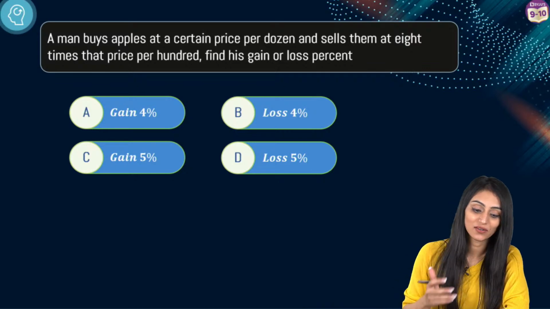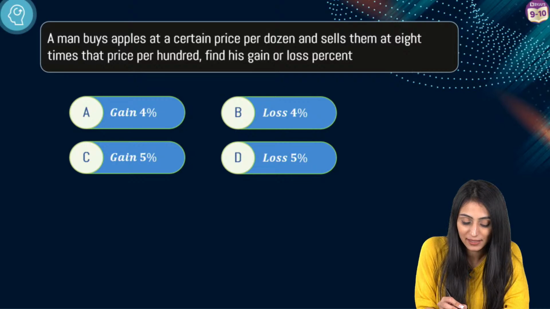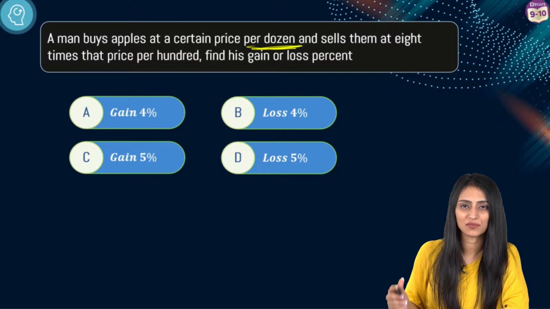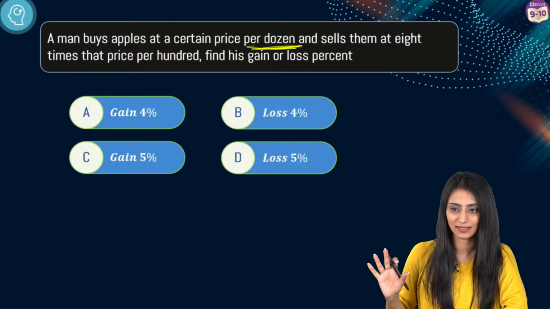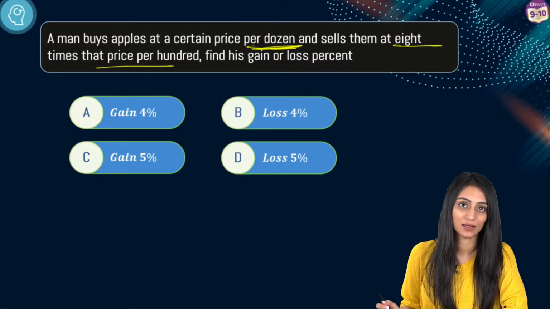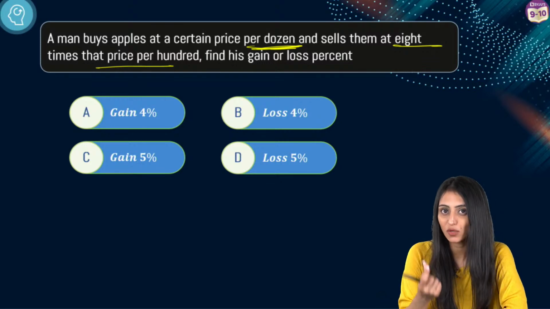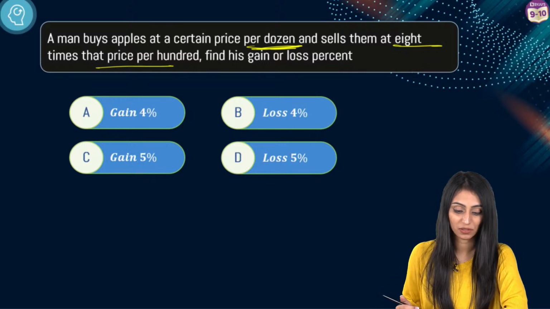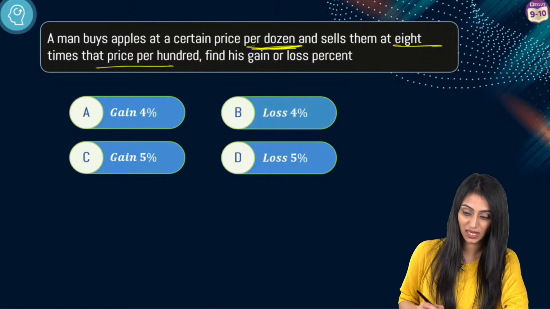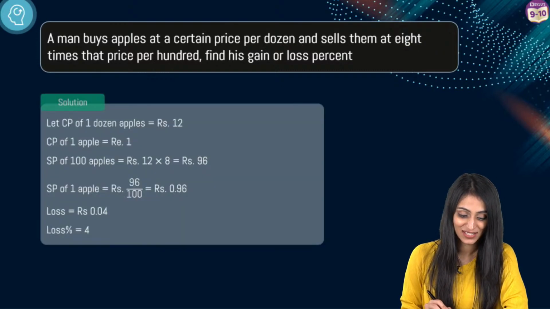Okay, see, here we are talking about apples, right? So he has bought these apples at a certain price per dozen. That means for 12 apples, there is some price, right? And selling them at 8 times that price per 100. Gain or loss percent. First, we will have to calculate the cost price of one apple and the selling price of one apple. Everybody is saying gain 5%, but your answer is wrong. It's loss 4%. Okay, let's check the solution.